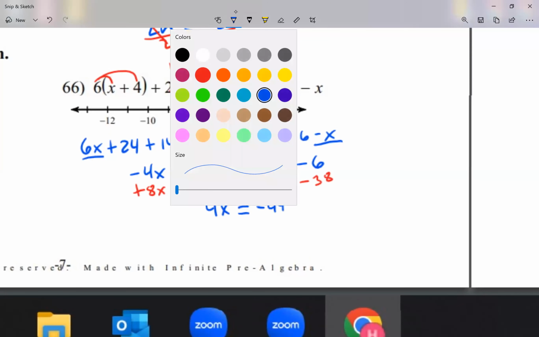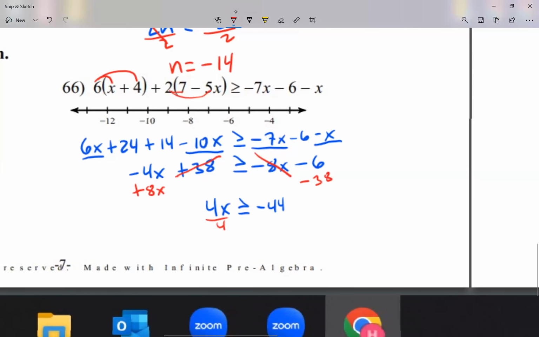Now let me divide by 4. I'm dividing by a positive. My answer at the end might be a negative, but technically I divide by a positive, so my inequality sign does not change. So I get x is greater or equal to negative 11. If I have to type this, x greater or equal to negative 11.